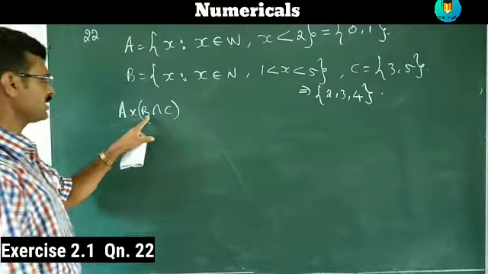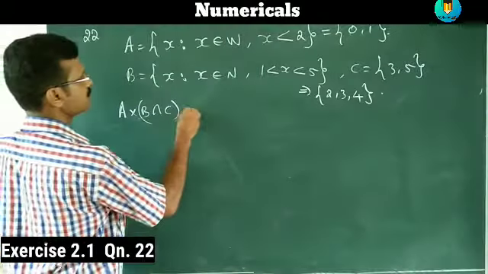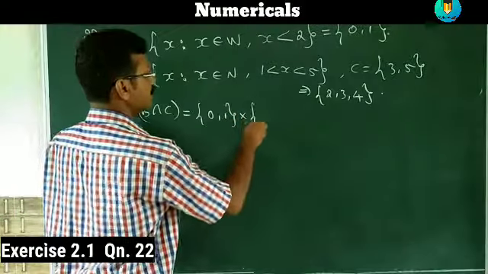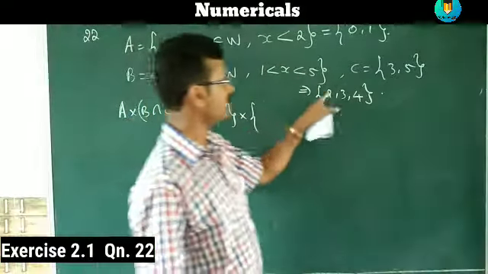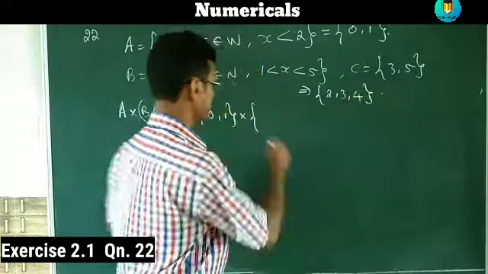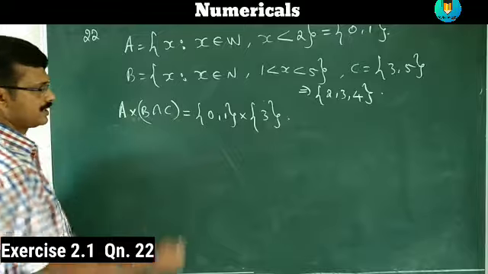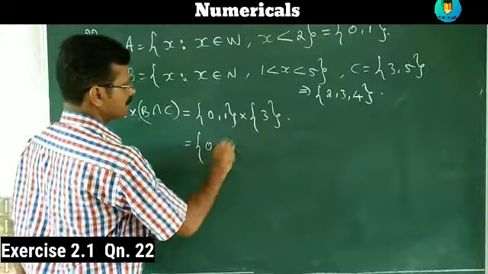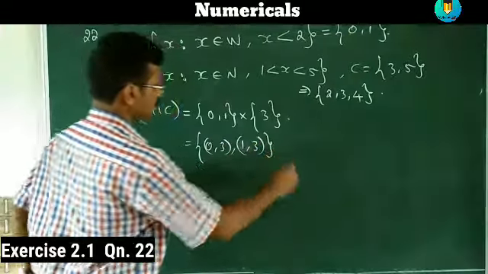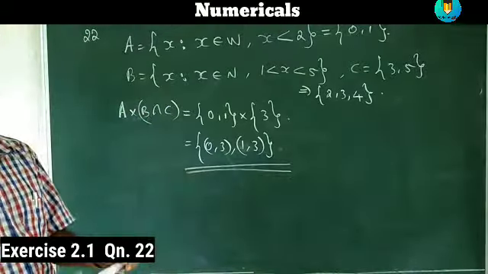Now, I need B intersection C, so I am going to write directly here. A cross B intersection C is equal to A, which is already 0, 1, cross B intersection C. B and C intersection means the common elements. Here the common element is only 3. So B intersection C is only 3. Now we have to go for the cross product: 0, 3 and 1, 3. This is the first part, A cross B intersection C.